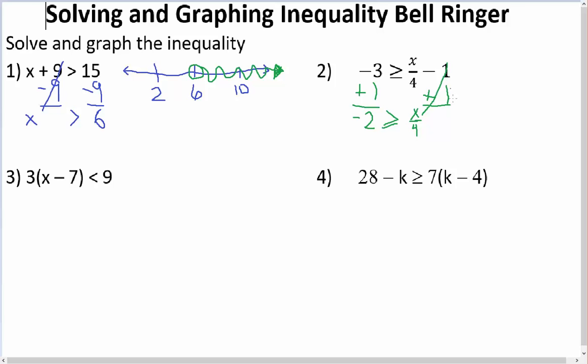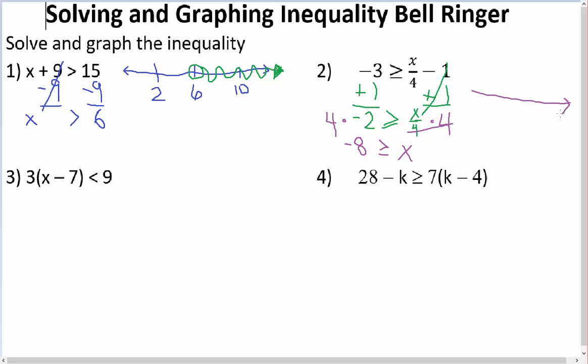Now the 4, since it's dividing by 4, in order to cancel out, we're going to do the opposite, and we're going to multiply by 4. So I'm going to multiply by 4 on both sides. So what's left on the left, we have negative 8 is going to be greater than or equal to, and the 4's, since I'm multiplying and dividing by 4, they cancel out because of multiplicative inverse, and we're left with x. So negative 8 has to be bigger than x.